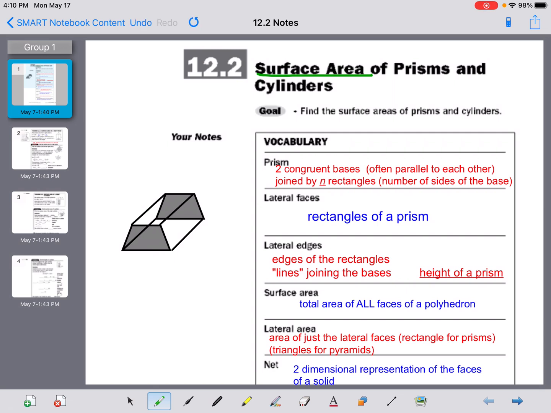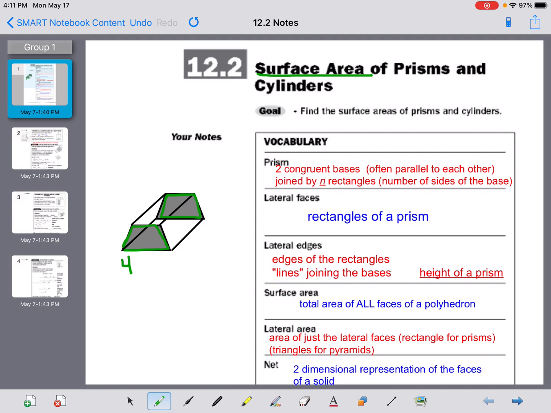So a prism we talked about in 12.1 has two congruent bases, often parallel to each other, joined by rectangles, okay? So I have a picture of a prism over here. In this case, my two congruent bases are these trapezoids here on the top and the bottom. Those are my two bases, and they're joined by rectangles. And n is the number of sides of the base. So if there's 4 sides here on the base, then I have 4 rectangles around there. Now, on this particular trapezoidal prism, there are not equal or congruent rectangles, but they're all 4 rectangles, okay?